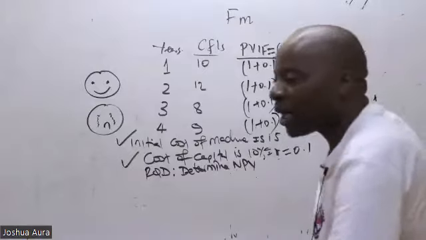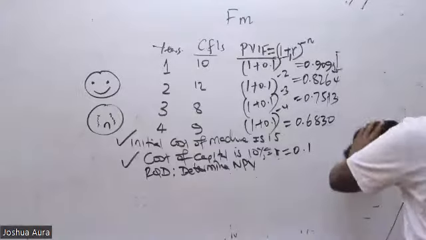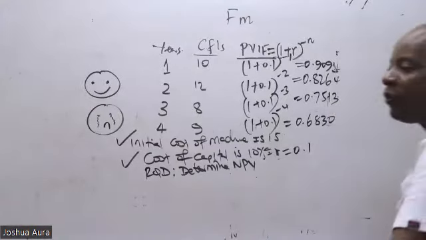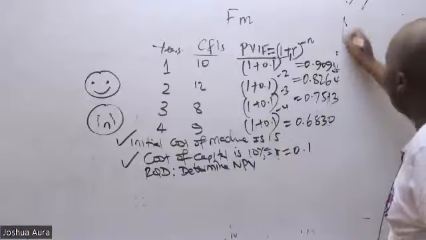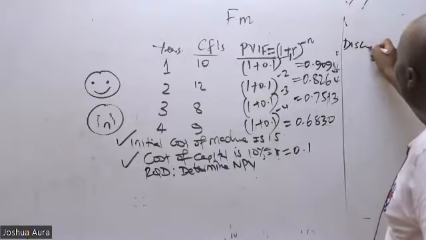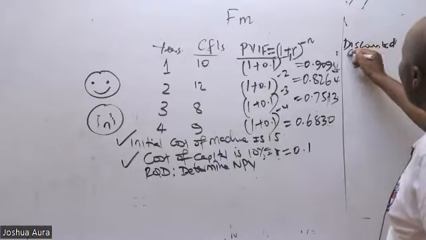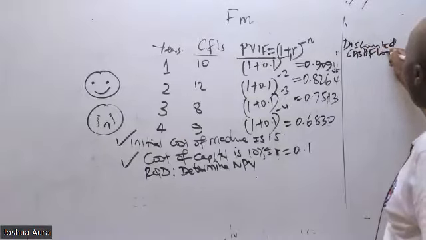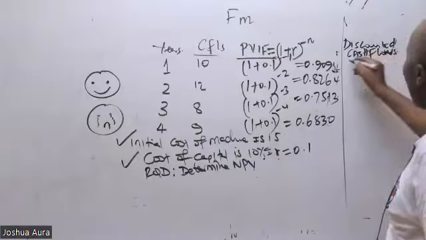I will have to create the last column. The last column will be the column of discounted cash flows. You write now, this is the column of discounted cash flows.